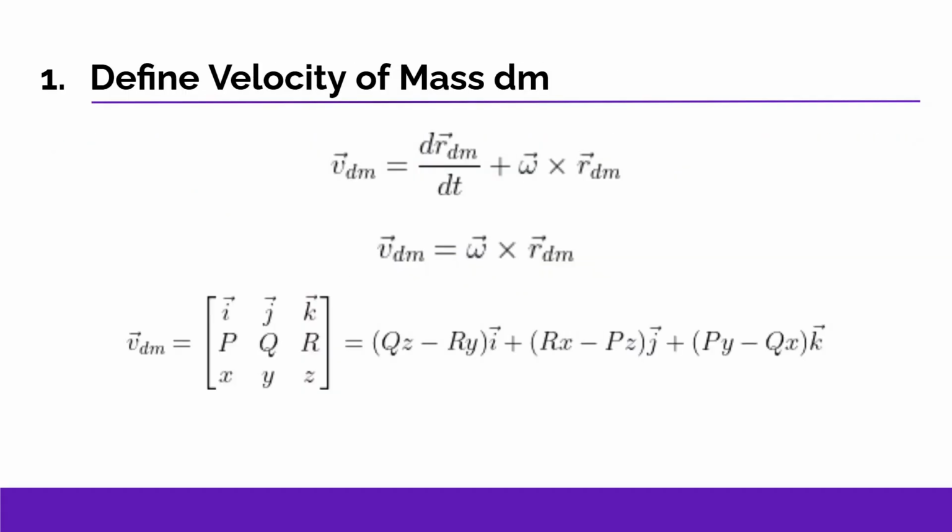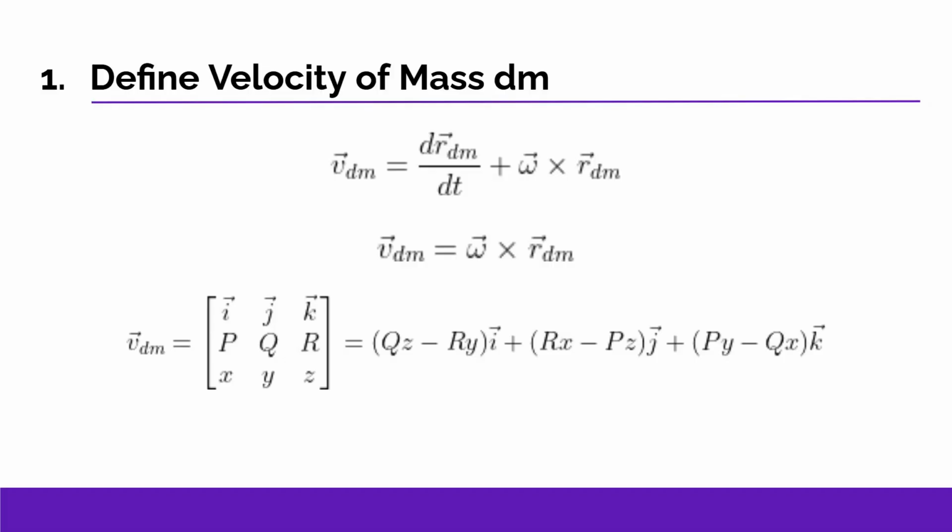The next step is to find the velocity of that elemental mass dm as a consequence of its rotation about the CG of the aircraft. And that is going to be equal to d r_dm over dt plus omega cross r_dm. And that would be the transport theorem. Now, because the aircraft is assumed to be a rigid body, r_dm is going to remain constant, and the derivative of a constant is equal to 0. So v_dm is equal to omega cross r_dm.